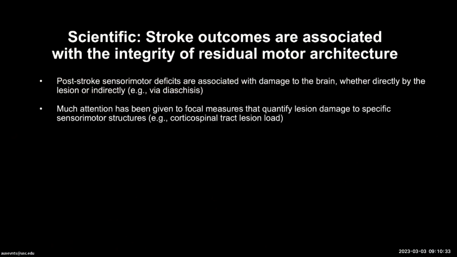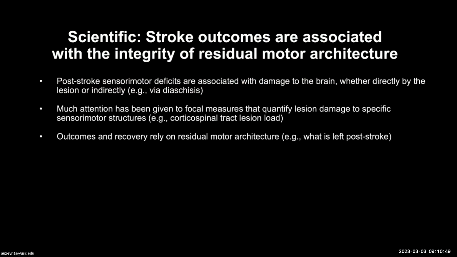A lot of attention has been given in our research in our field to focal measures that quantify lesion damage to specific structures. The most well-known is corticospinal tract lesion load. So it's how much the lesion impacts the corticospinal tract. And that's a very strong predictor of how likely someone is to recover. But I think outcomes and recovery ultimately rely not on what's been damaged, but on what's left after you have a stroke. And so what we've been doing with our big data set is looking at these relationships, in part because they are more subtle, and I think they require larger data and more power to be able to detect.